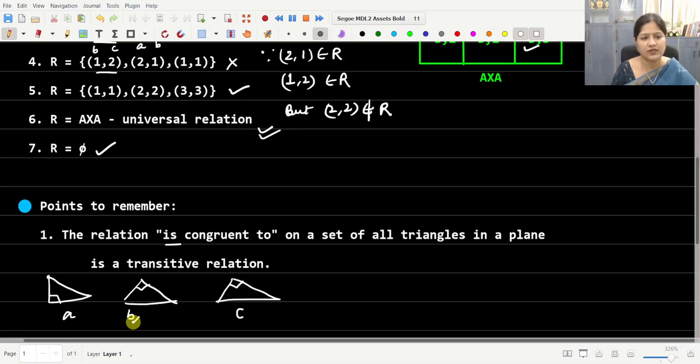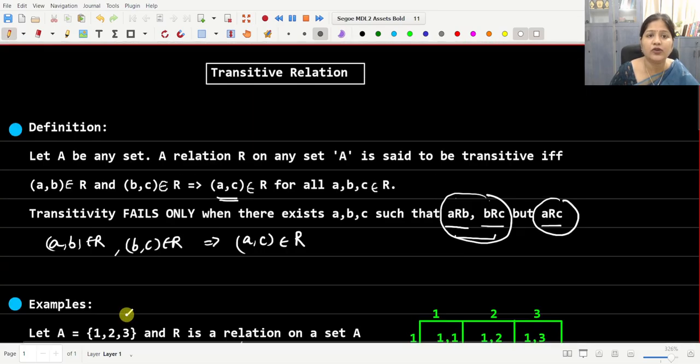So this was a brief introduction to the transitive relation. In the next video, we will continue with the equivalence relation.